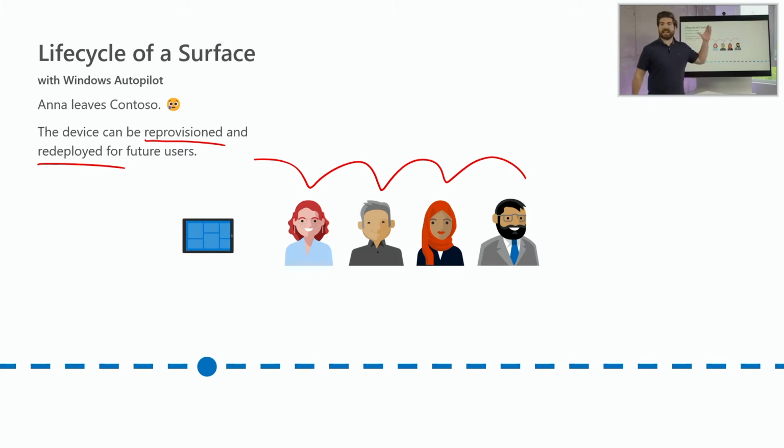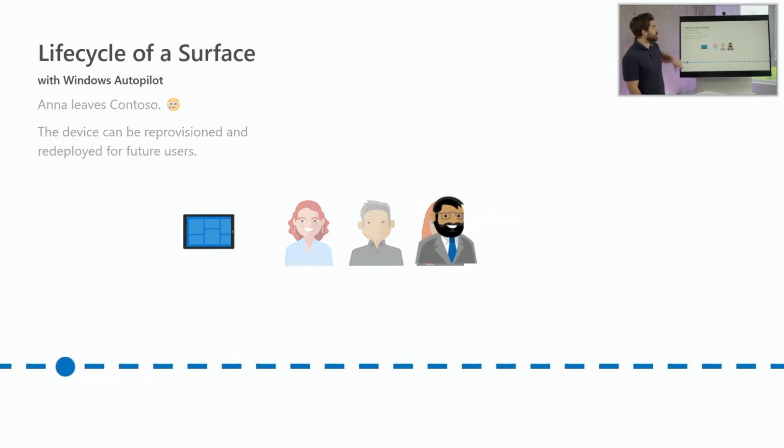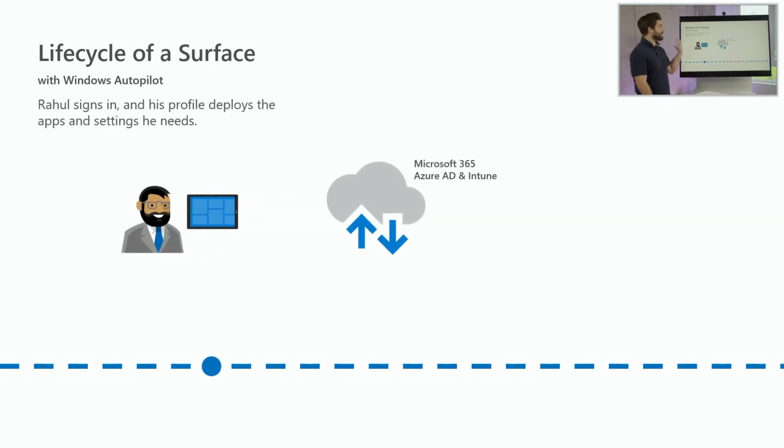This can happen again as many times as necessary. The device can be cleared, it can be re-provisioned, and it can be redeployed as many times as necessary until it reaches our end user here, who is Raul. Now, Raul has a long and happy career at Kintoso, and his deployment profile is able to be uploaded and deployed to the device just as easily as the very first one with Anna, no matter how many other deployment profiles have been uploaded to it since.